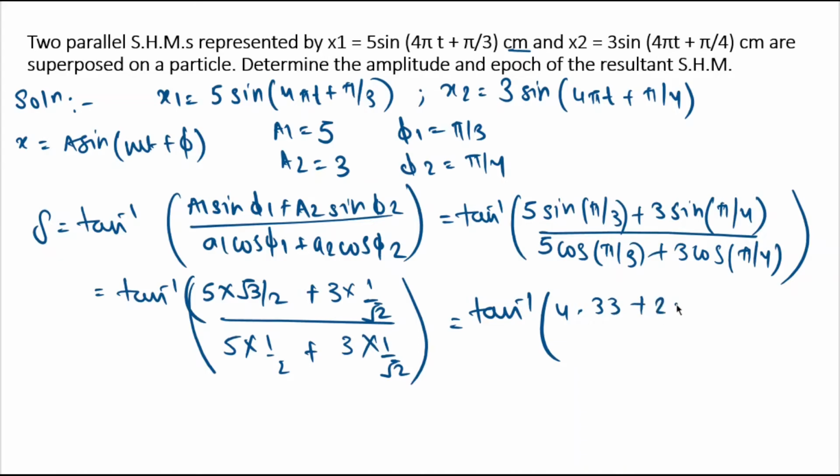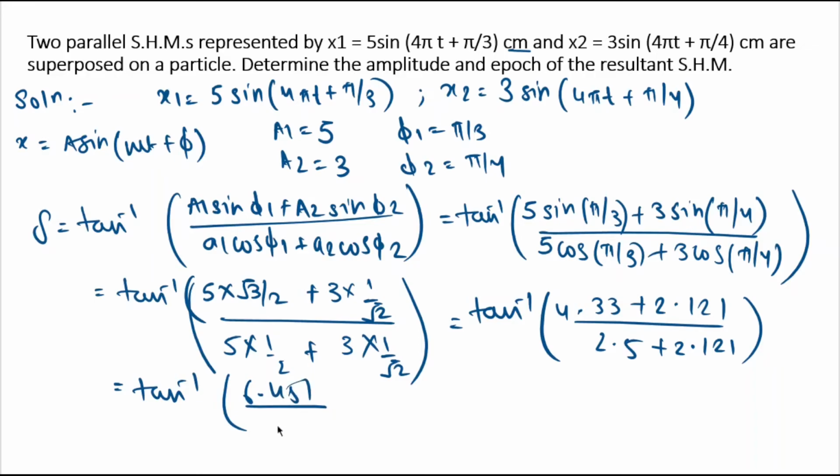and calculating this, we get tan inverse of (4.33 plus 2.121) divided by (2.5 plus 2.121), which is equal to tan inverse of 6.451 upon 4.621.